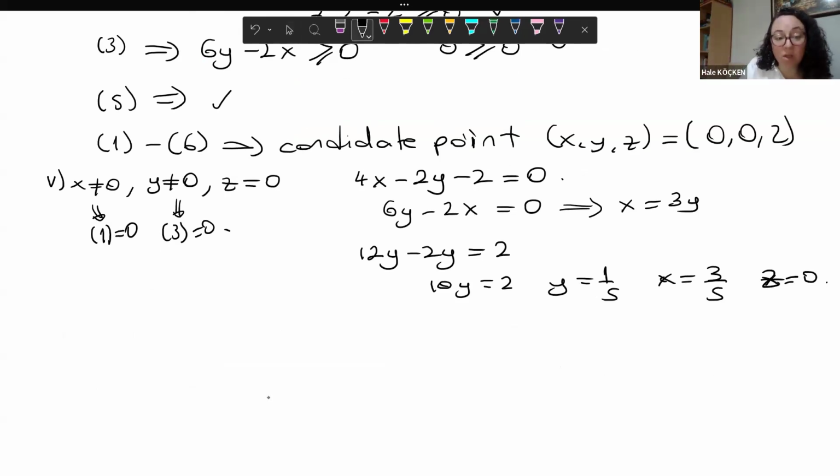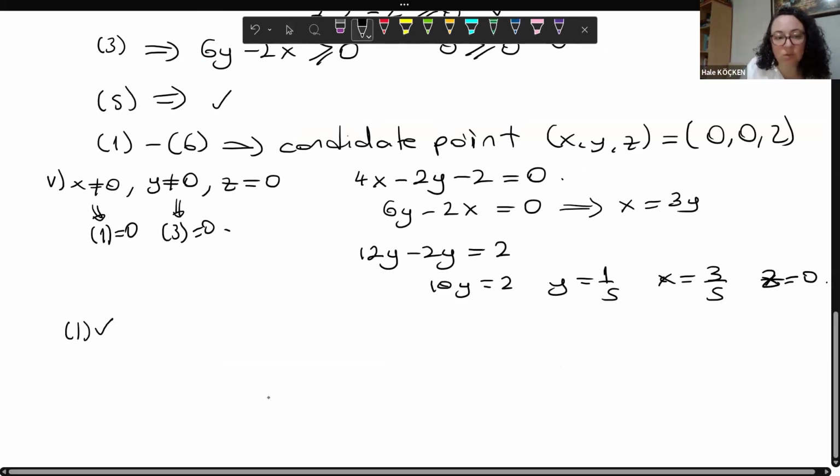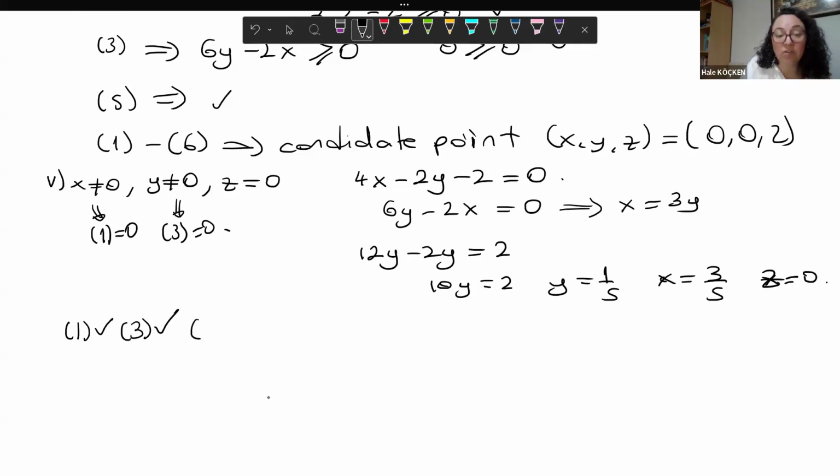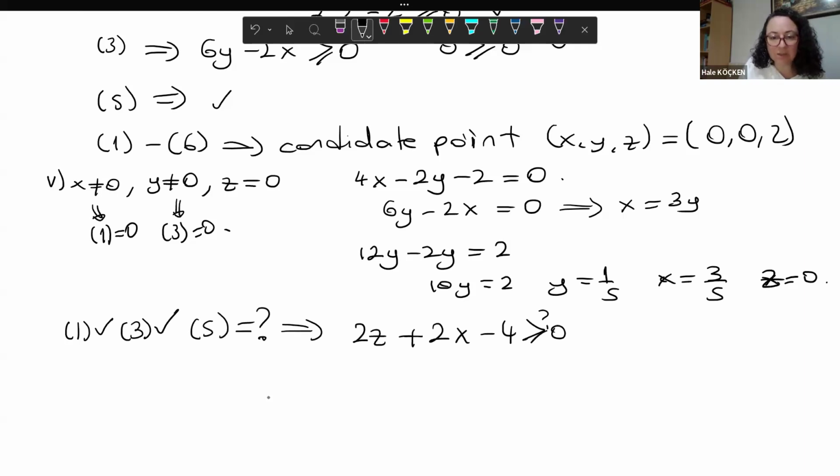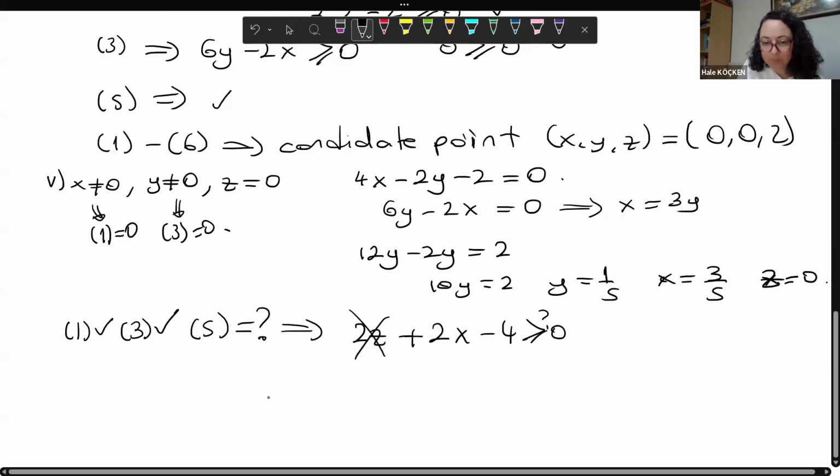I don't need to check 1. 1 is automatically satisfied. 3 is automatically satisfied, but I need to check 5. What is 5? Let me write. 5 is 2z, actually no need to write z because it is 0. 2x minus 4 is greater than or equal to 0 or not. Let me check. This is 0. It drops. 2 times 3 over 5 minus 4 is greater than or equal to 0 or not.